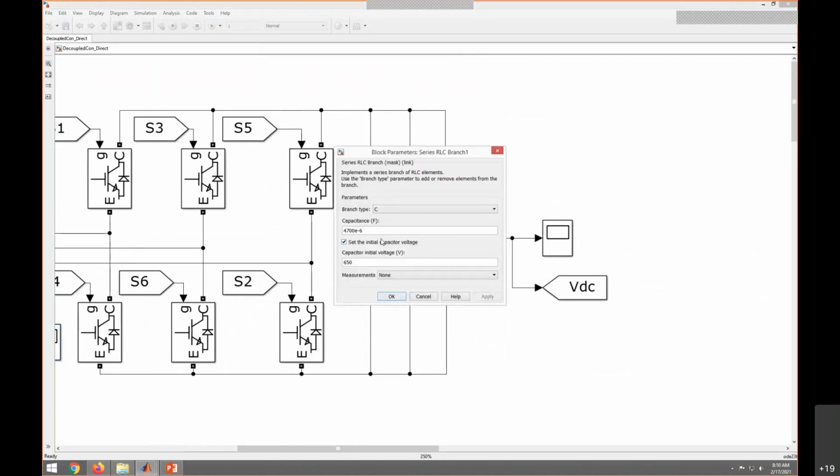Normally for the capacitor, we will choose some standard values like 2200 microfarad or 4700 microfarad. Since I need to maintain 700 volts across this, we set the initial capacitor voltage as 650. I assume the capacitor is pre-charged to about 90% of its voltage, so roughly I set 650 volts.